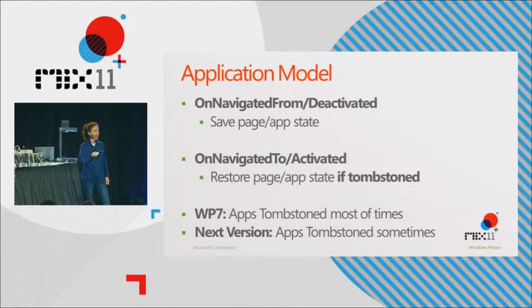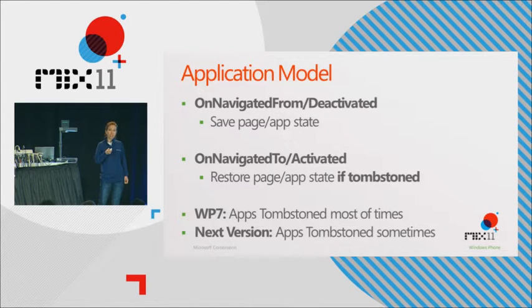Because even now, when the application shows certain launchers and choosers, the application is not going to be tombstoned. Or in the case when the user presses the start button and then they press the back button right away, then in that case, the application is not tombstoned. So what used to be the uncommon case on Windows Phone 7, which is activation without tombstoning, now becomes the common case.